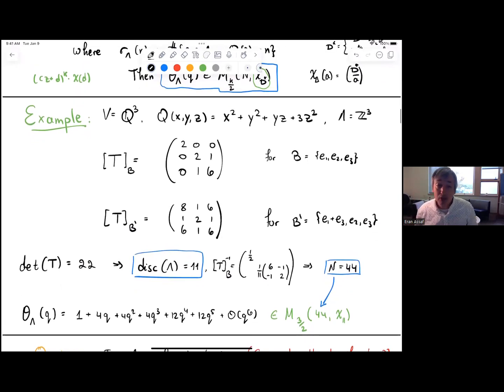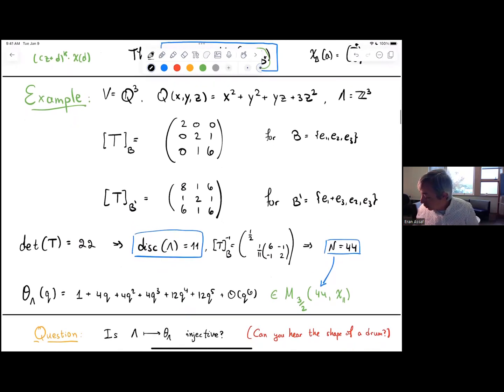But this also leads to other questions. We have this map: we take lattices, and we create their generating series, this theta series. The question is, is this map good enough? What does it capture? Or in other words, is it injective? That leads to a very classical question in another field, which is, can you hear the shape of a drum?